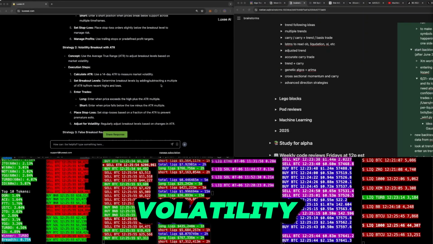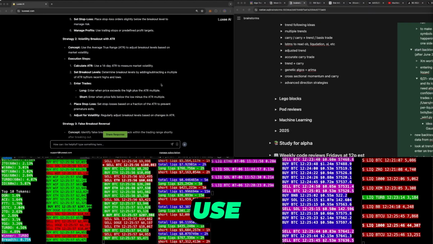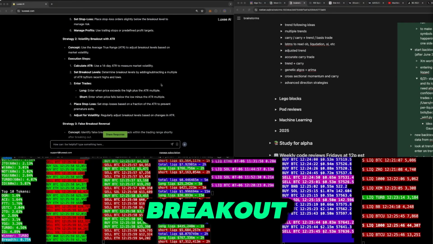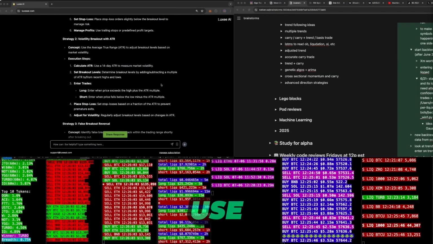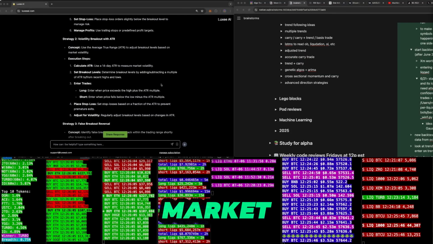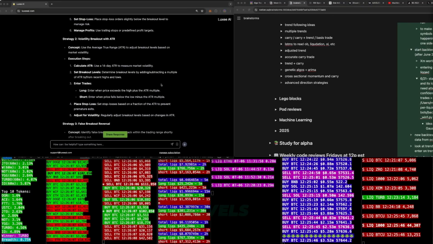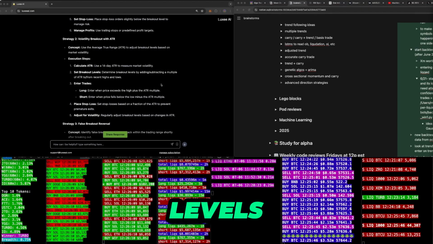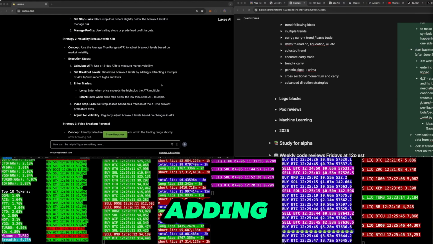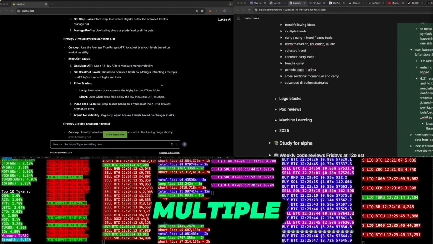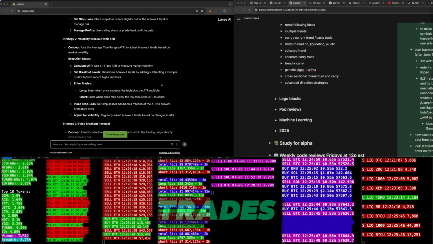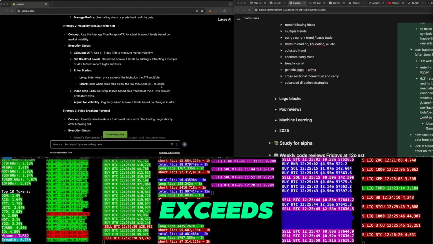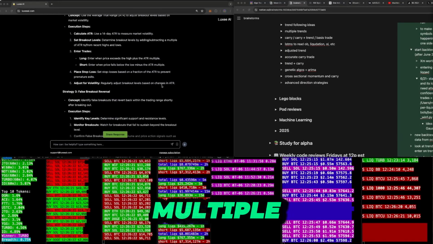All right. Volatility breakout with ATR. Use the average true range to adjust breakout levels based on market volatility. Calculate the ATR. Use a 14-day ATR to measure market volatility. Set breakout levels. Determine breakout levels by adding or subtracting a multiple of ATR to and from recent highs and lows. Enter trades. Enter when price exceeds the high plus the multiple.